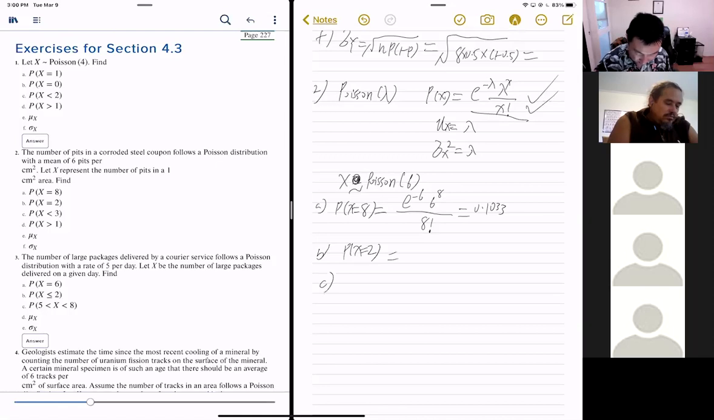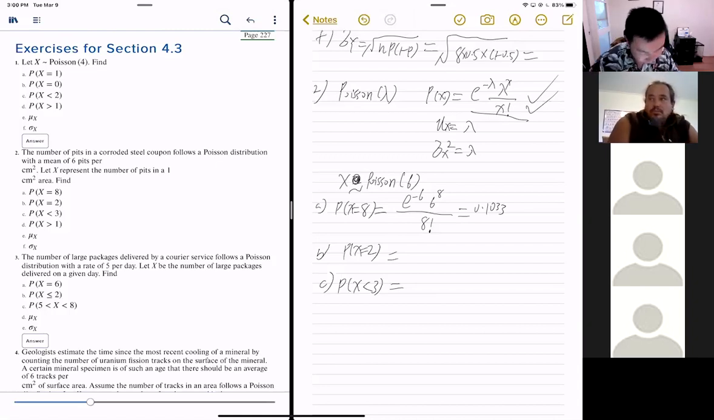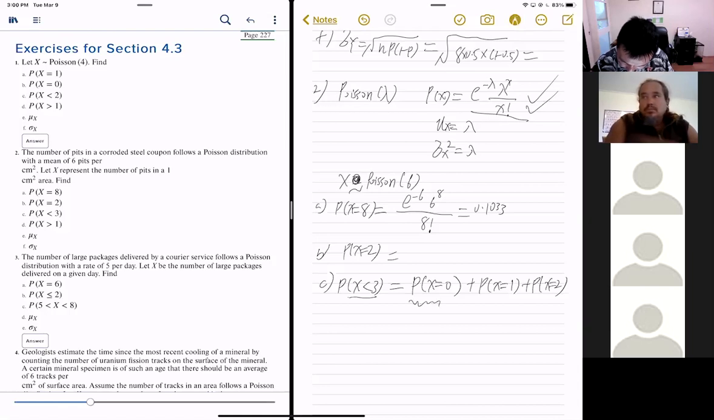Okay, for C, x less than 3. So P(x < 3) is equal to P(x = 0). Don't forget this, x could be 0, plus P(x = 1) plus P(x = 2). So that's less than 3. Again, don't forget x equal to 0. So that is possible.